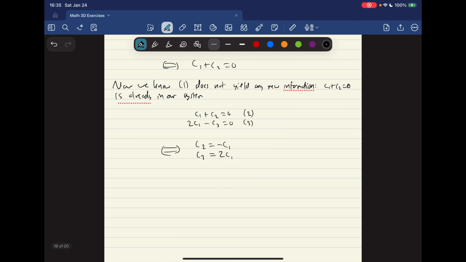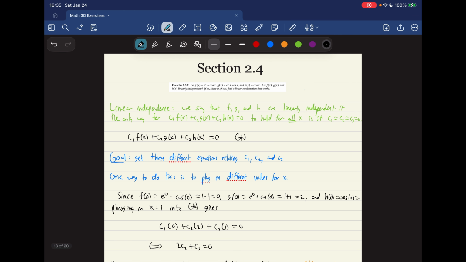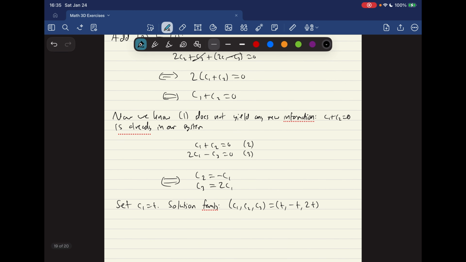And so here, to make this more explicit, if we set c1 to be t, the solution family of tuples is given by t, negative t, and then 2t. So now to find a particular linear combination for our functions, we just pick some convenient value of t.